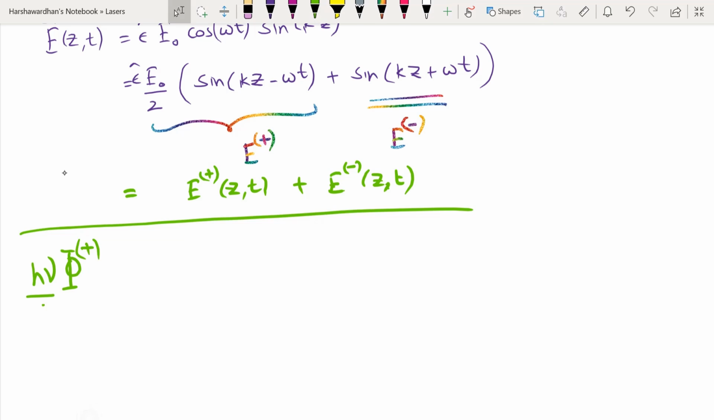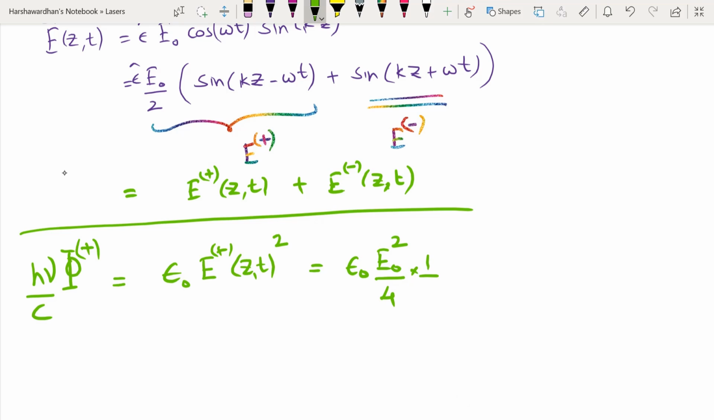For example, this quantity is simply epsilon naught, now E plus(z,t), and I need to square this, right? This will give me epsilon naught, and then I will get an E naught square by a factor of 4, which is coming from the amplitude, and the sine square, when you average it in time, you get a factor of half. So what you get is basically epsilon naught. This is a time averaged quantity, simply E naught square by 8.